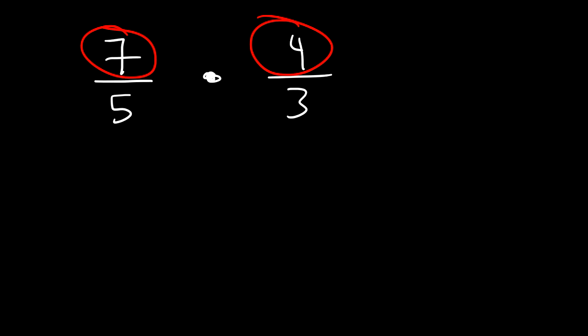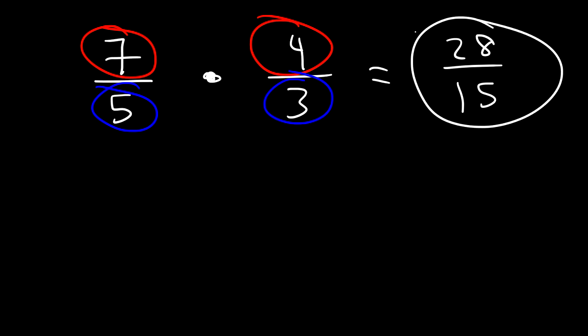Now what about multiplying two fractions? What's 7 over 5 times 4 over 3? When multiplying two fractions, you don't need to have the same denominator as in the case of adding or subtracting fractions. All you need to do is just multiply across. 7 times 4 is 28. So you got to multiply the two numbers on top, and then after that, multiply the two numbers on the bottom. 5 times 3 is 15. So the answer is 28 divided by 15.